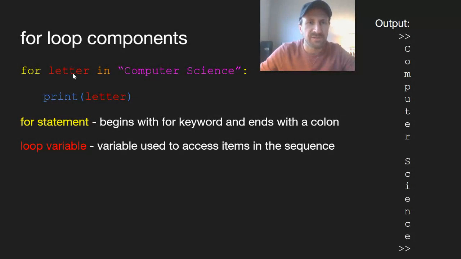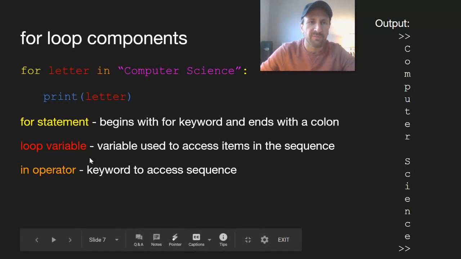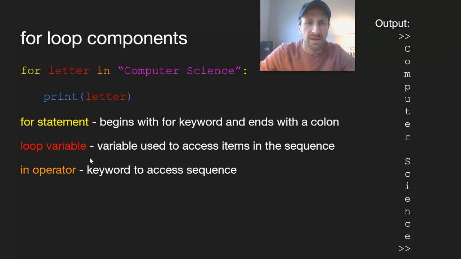This variable gets initialized differently than most variables. Usually with variables, we need an assignment statement. With a for loop, by putting the variable here, it initializes it for you the first iteration of the loop, where it will access the C in computer science. The in operator, we've looked at that a little bit before, where we've looked in strings for something. It's just a keyword that's going to access the different items in our sequence.